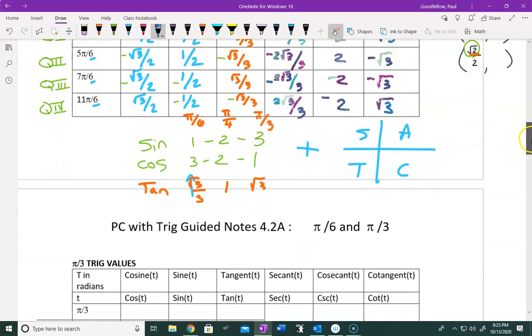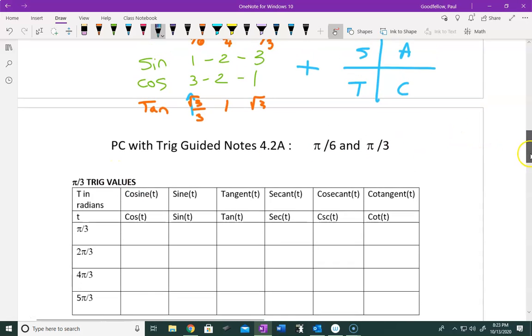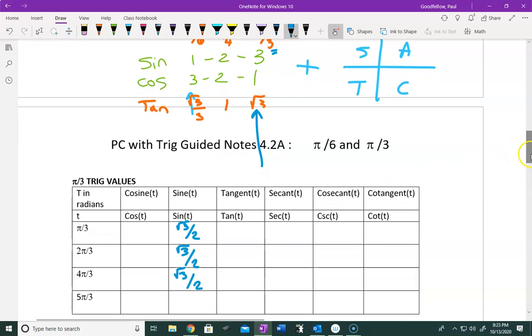The pi over 3 chart, which comes down here, would work the exact same way, except that in the sine is 1, 2, 3 and cosine's 3, 2, 1, I would now be working in this column because I'm working with the pi over 3 concept. Well, that would mean that sines all have 3's on the top, and that would mean that they're all √3/2 all the way down. Oh, I've got to move this just a little bit.